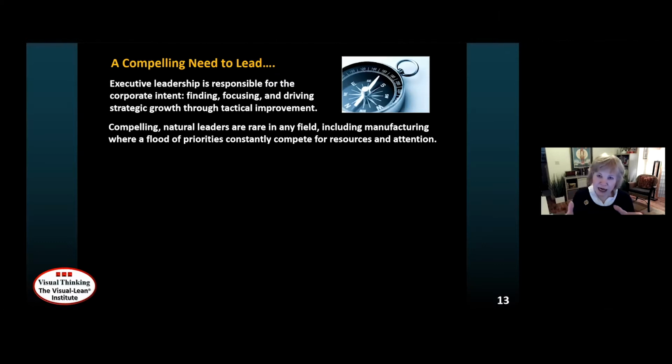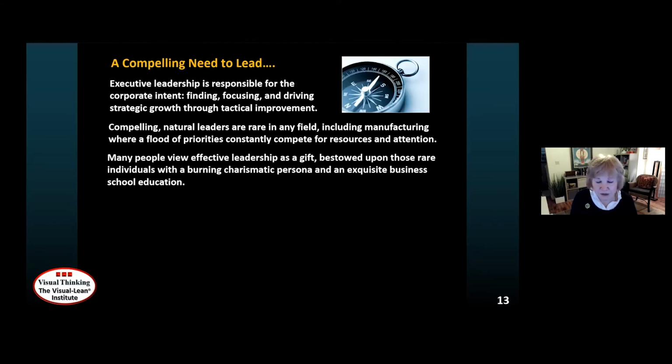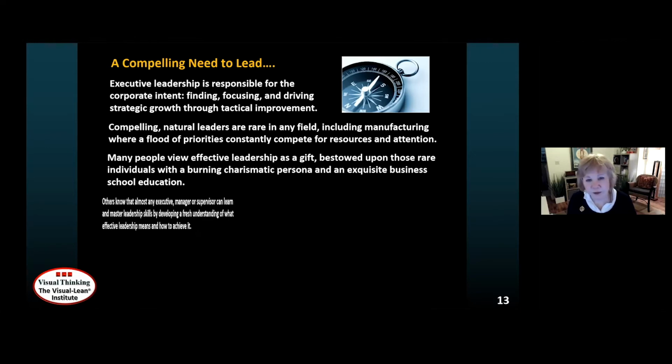In the field of manufacturing, and you may be from healthcare or an agency or military depot, fine, it applies. We are flooded with priorities that constantly compete for resources and attention. When a company wants to grow, that attention and those resources are pivotal to the outcome of growth and expansion. Many of us see leadership as a gift that is bestowed upon those rare people with a charismatic personality and an expensive Wharton School education. They're kind of groomed to the cloth.